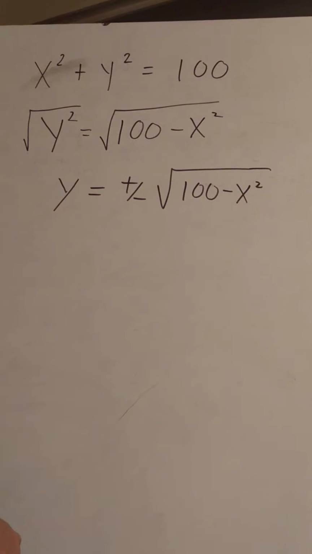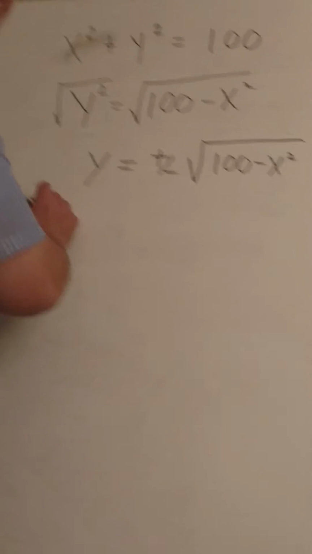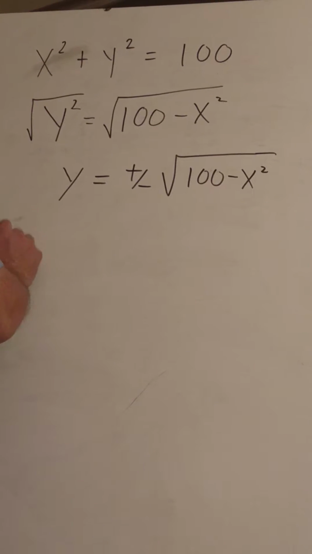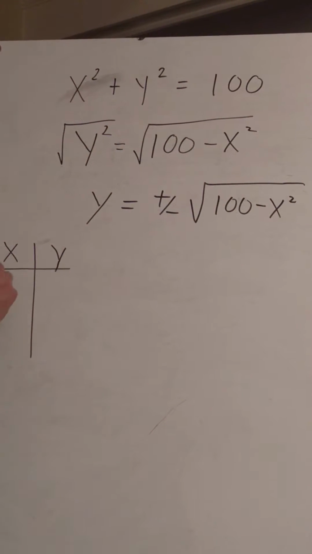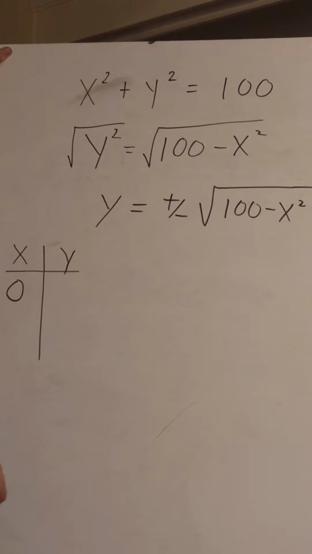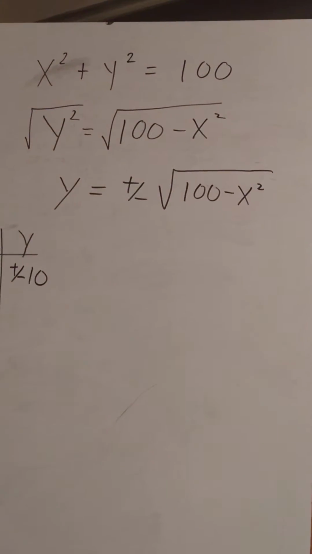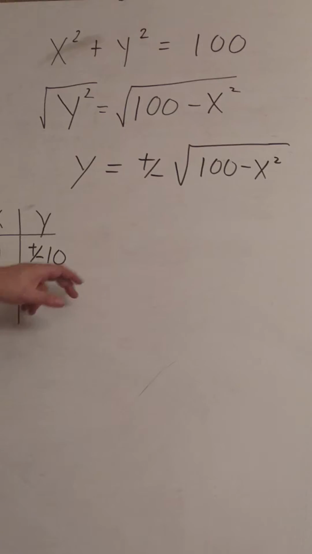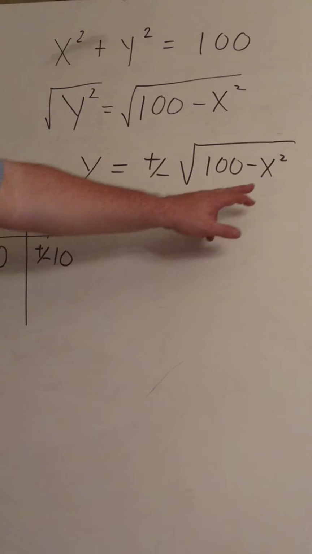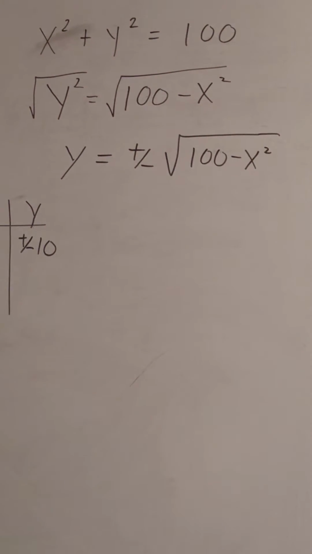Okay? Now, if I want to graph this, let's just pick some numbers. By the way, you're going to need graph paper for this. If I pick x equals 0, y is what? Plus or minus 10, because if I plug in x is 0, I get the square root of 100, which is plus or minus 10.